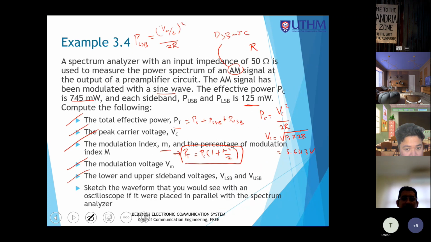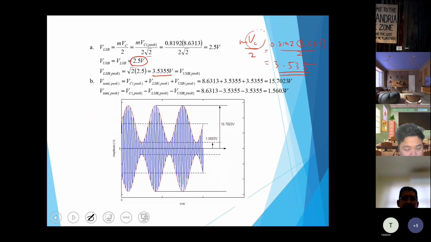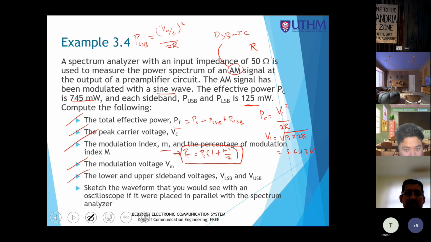Seterusnya soalan tanya, okay, tadi ni untuk kedua-duanya sekali, VLSB peak dan juga VUSB peak, jawapannya adalah sama untuk kedua-dua VLSB peak dan juga VUSB peak amplitude. Okay. And then what? Draw, sketch. The question asks you to sketch the waveform that you can see with the oscilloscope if it were placed in parallel with the spectrum analyzer.